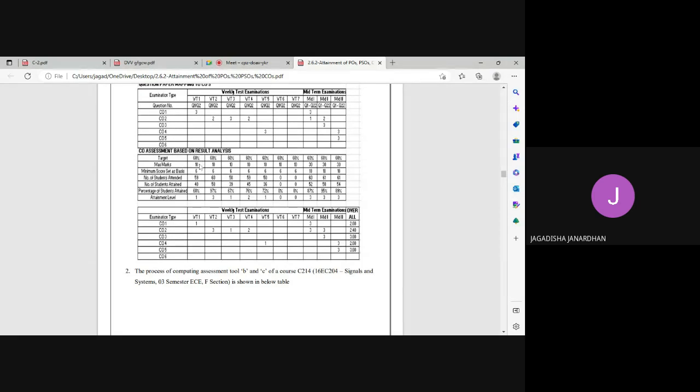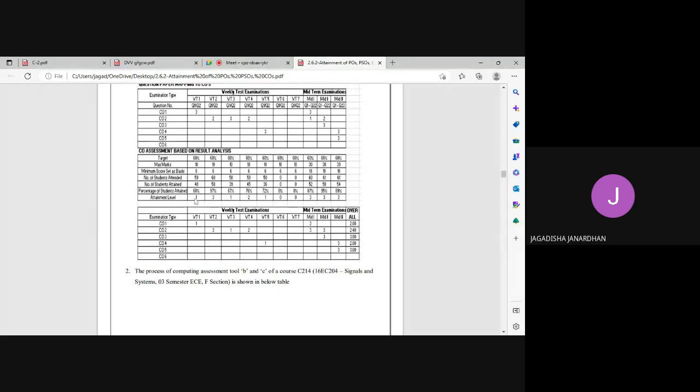Maximum marks, if it is 10, the minimum score has to be 6. Total number of students attended is 59, and the number of students who attained those 6 marks is 40. So if you calculate the percentage, it stands at 68%, which is attainment level 1. At the second test, they were able to achieve 97%, so the attainment level will be considered as 3.